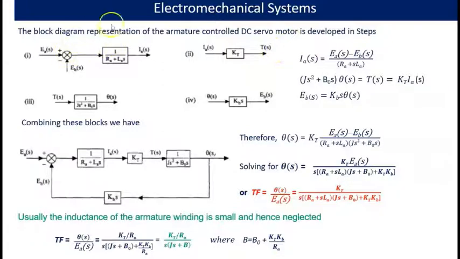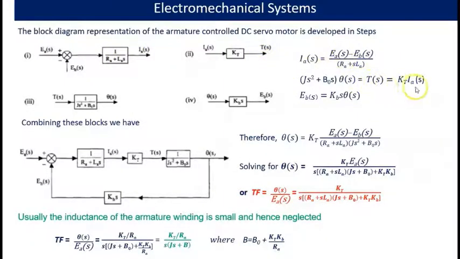Now, the block diagram. These are the same equations as in the previous slide. The first equation is IA(S) equal to (EA(S) minus EB(S)) divided by (RA plus SLA). Therefore, there will be a summing point, and the applied voltage is EA(S). IA(S) equals (EA(S) minus EB(S)) into 1 by (RA plus SLA). So draw the block and give the transfer function for this block as 1 divided by (RA plus LAS) in order to get IA(S) equal to this expression.